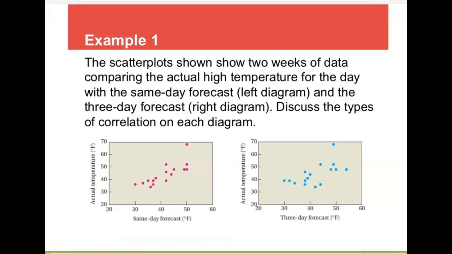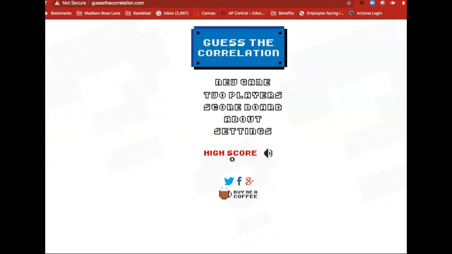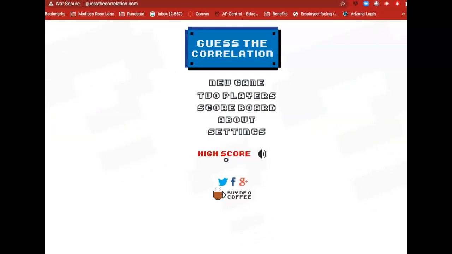So real quick, this isn't something you need to know. There's actually a value that goes with correlation. It's called Pearson's coefficient. It's a computation that can be made that can tell us the strength of the correlation. It's always a number between -1 and 1.